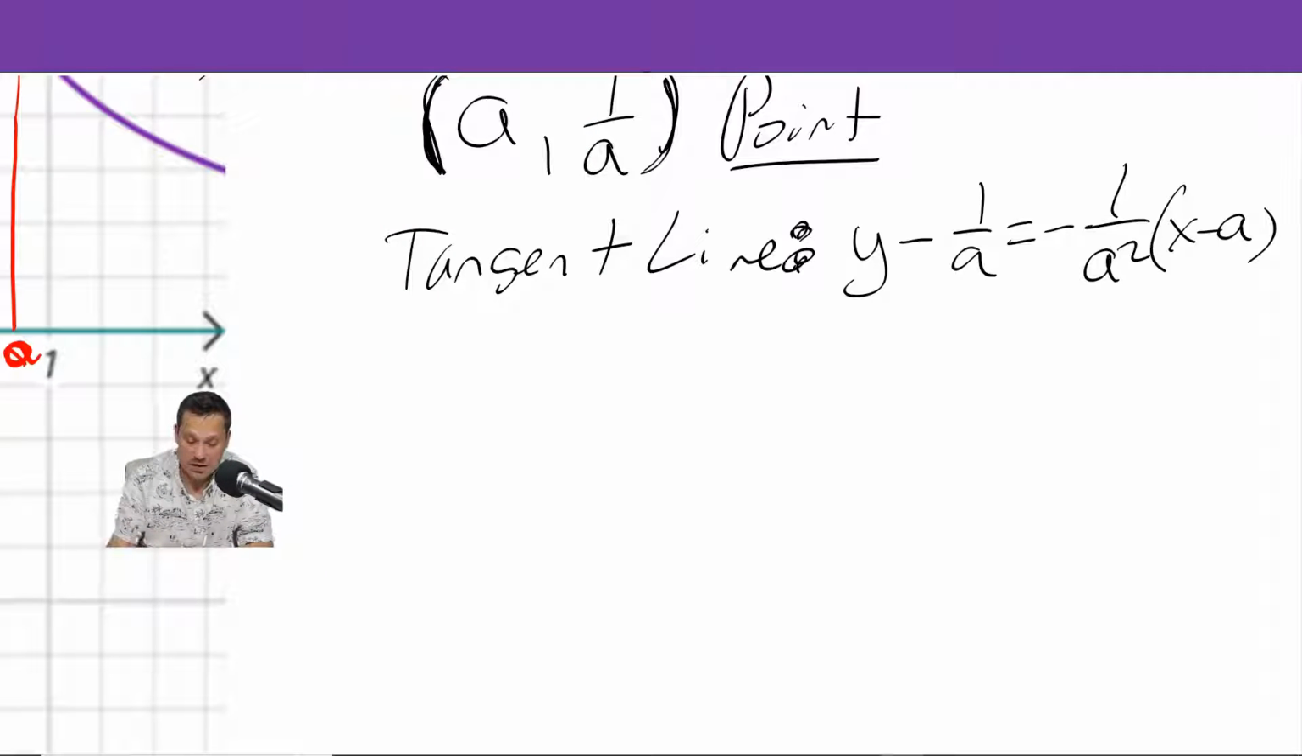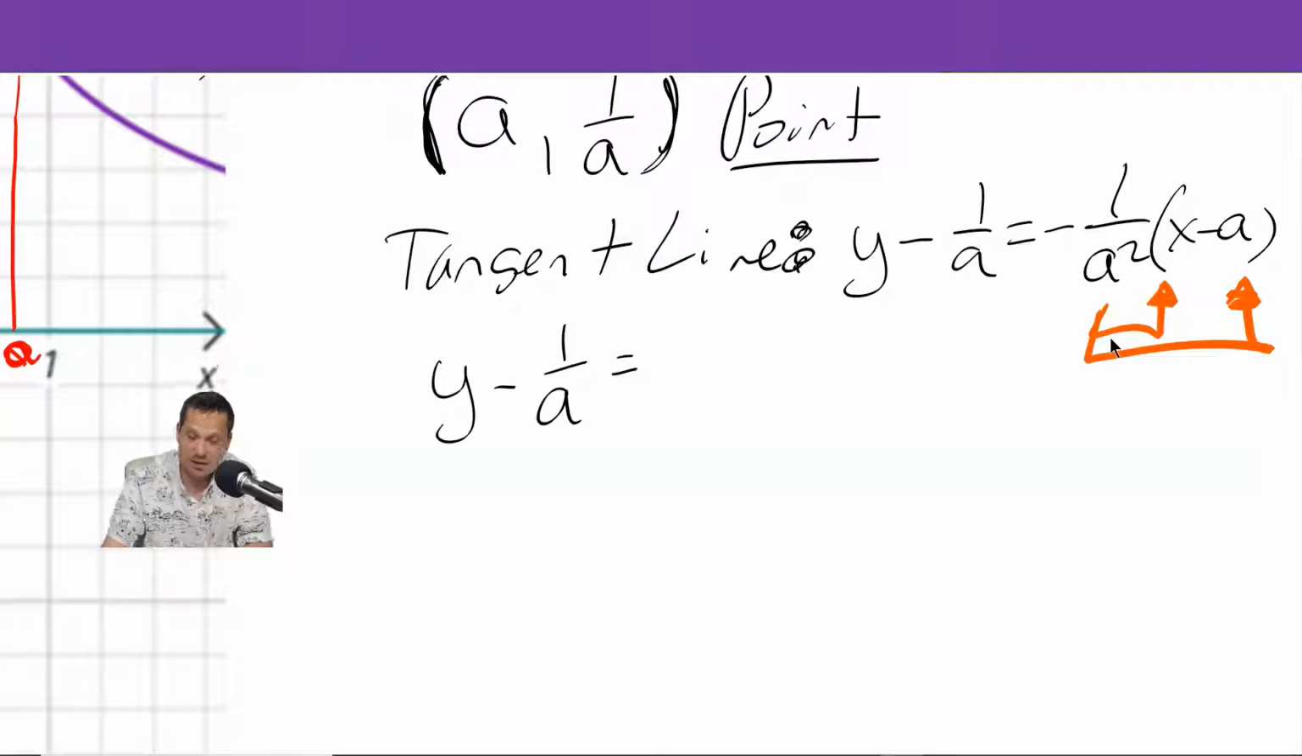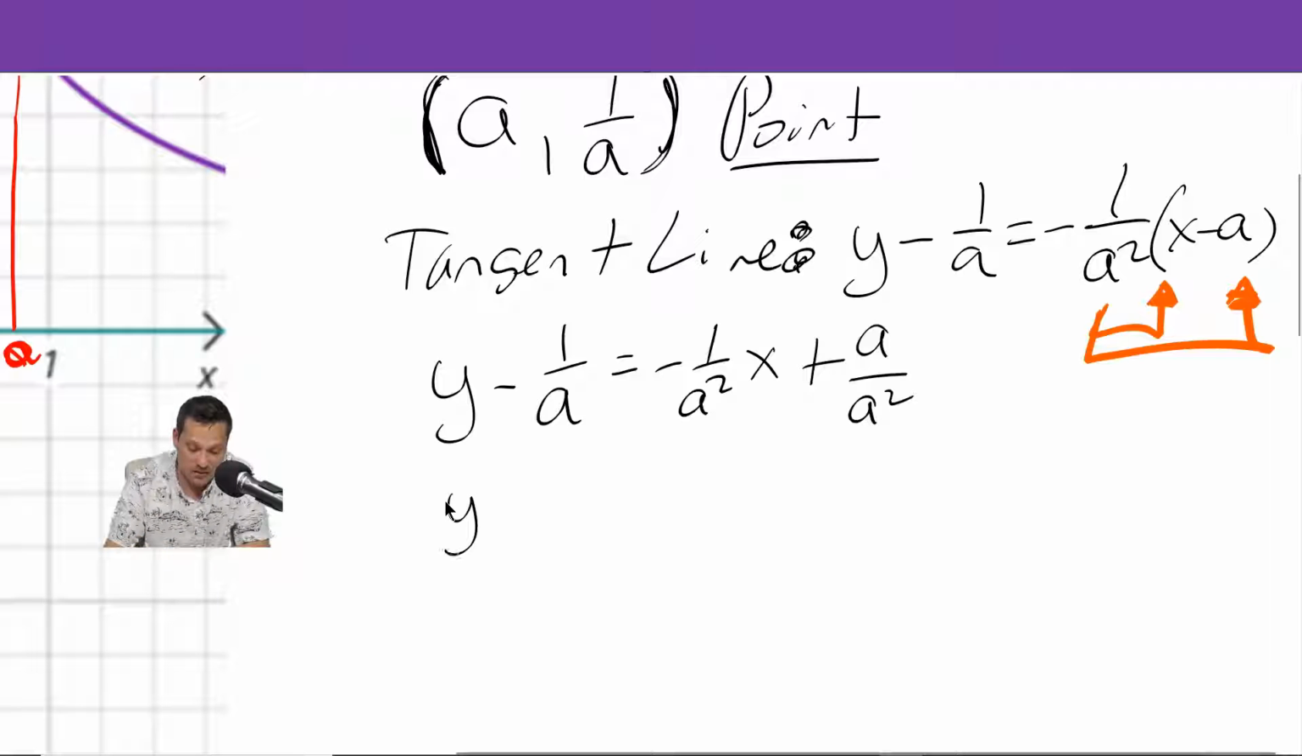Let me just slide over, and I will have now y minus 1 over a equals. Let's be careful because you have to distribute. So we're going to distribute this over to here, and then I'm going to distribute it over to the negative a also. So I will have negative 1 over a squared x, and then I'm going to multiply this negative by that negative, and that will give me a positive, needless to say. So plus a over a squared. Now the a over a squared, as you can see, clearly has a common factor that you can cancel off between top and the bottom. So I'm going to have now y minus 1 over a equals negative 1 over a squared x.